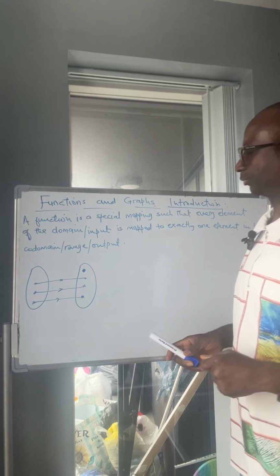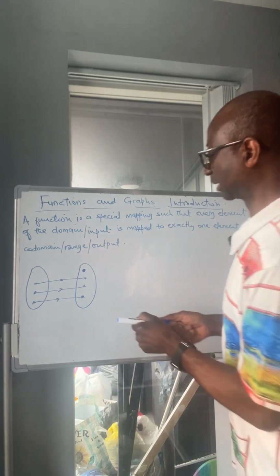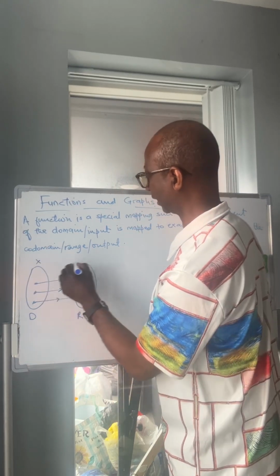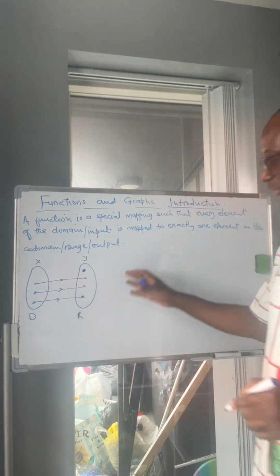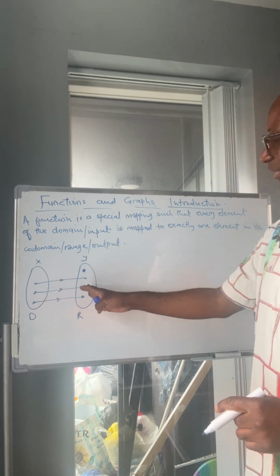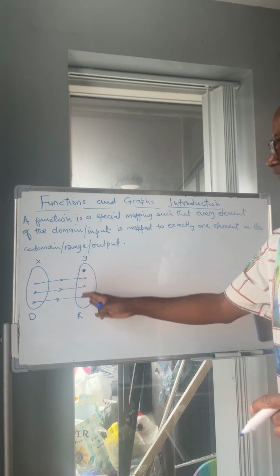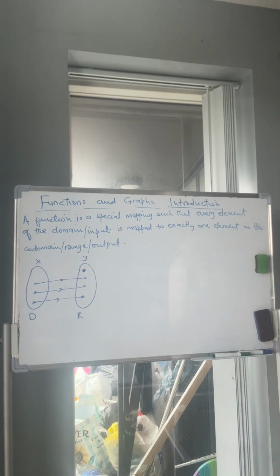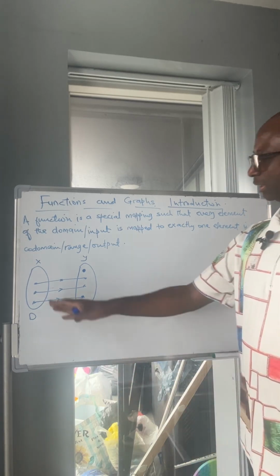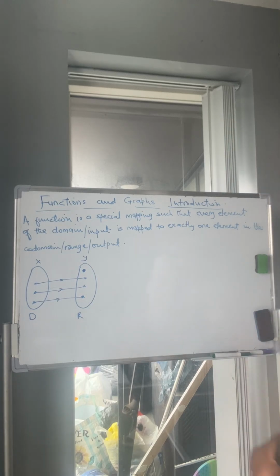Now, with this definition, every element in the domain, this is our domain, and this is our range. More or less, this is our x, this is our y, if you are looking at a function. So every element here is mapped to exactly one element here. What if the elements here are not mapped to exactly one element here?